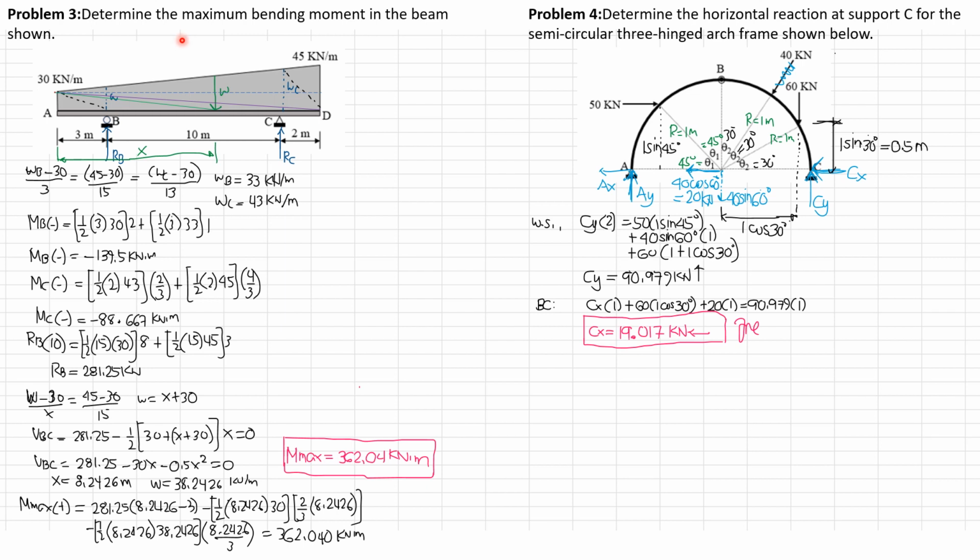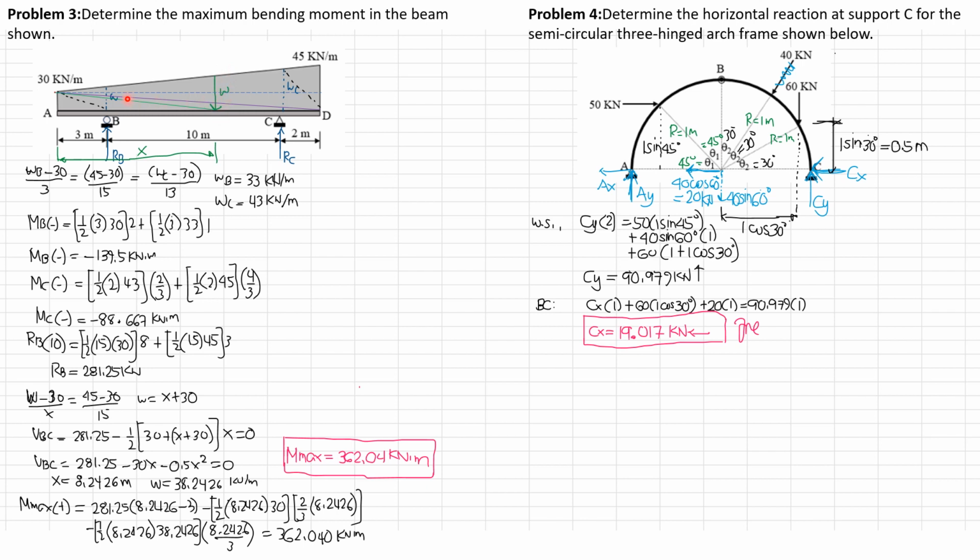This is the solution to problems 3 and 4 given as problems in the final exam in structural theory LEC from the university where I teach structural theory. So, determine the maximum bending moment in the beam shown. There are two possibilities. It may be the moment at B, which is negative, the moment at C, which is also negative, or the moment somewhere in between B and C where the moment is positive.